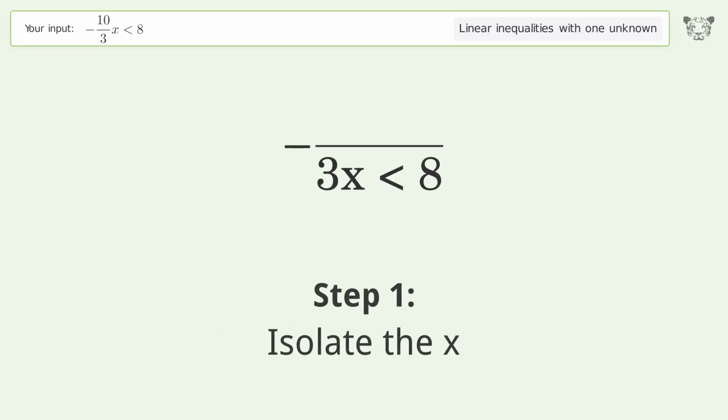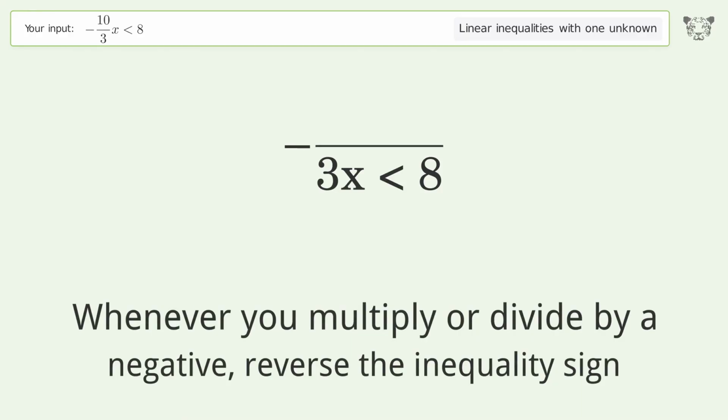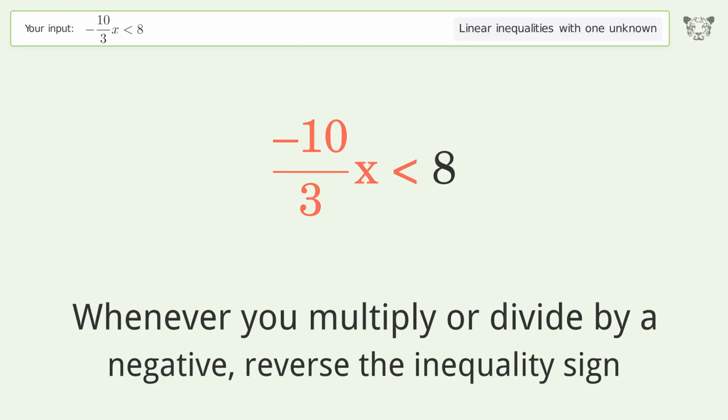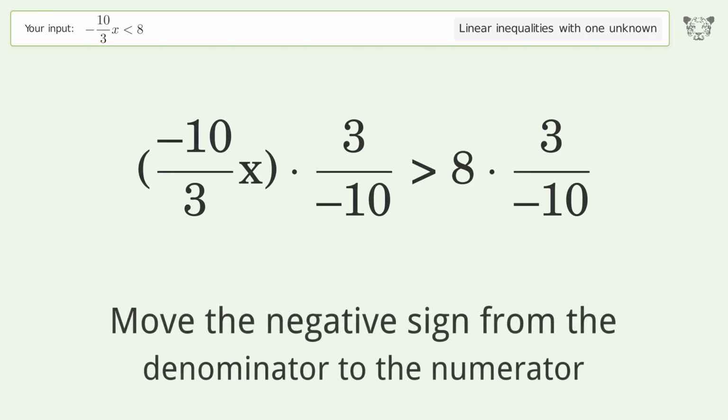Isolate the x. Multiply both sides by inverse fraction 3 over negative 10. Whenever you multiply or divide by a negative, reverse the inequality sign. Move the negative sign from the denominator to the numerator.